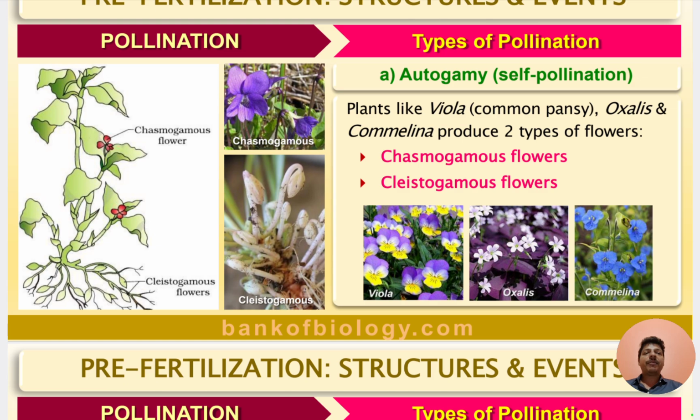Now, plants like Viola, also called common pansy, the diagram is here, Oxalis and Commelina, they produce two types of flowers. One is a chasmogamous flower and the other is a cleistogamous flower. So these plants, Viola, Oxalis and Commelina, produce two different types of flowers. Chasmogamous means open flower, cleistogamous means closed flower.